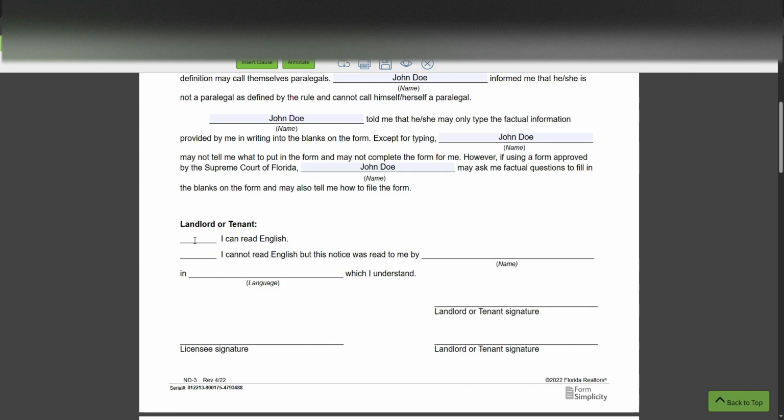Simple enough. They can read English, check mark here. If not, find someone who could speak their language and translate this document to them. They check mark here, and the name of the person who read it to them, and what language they understand.